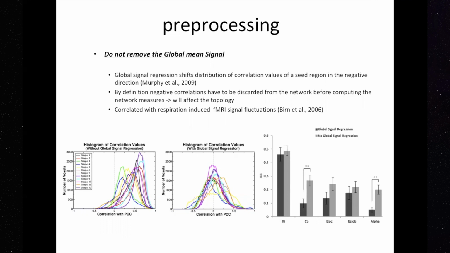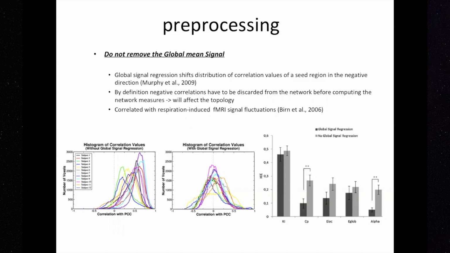But on the other hand, it shifts the distribution of correlation values. Here you see at the bottom, from a paper of Murphy and colleagues, the seed region shifted in the negative direction. So it artificially centers it around 0. And the problem is, by definition, negative correlations would have to be discarded from the network for most of the, let's say, traditional graph theoretic metrics. And this definitely would then affect the topology. So just leave it as it is, and then you're basically more on the safe side.